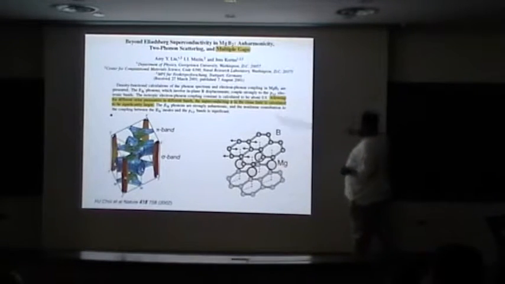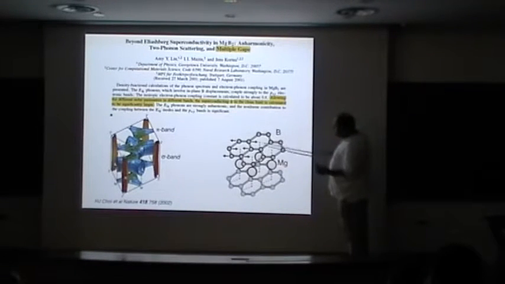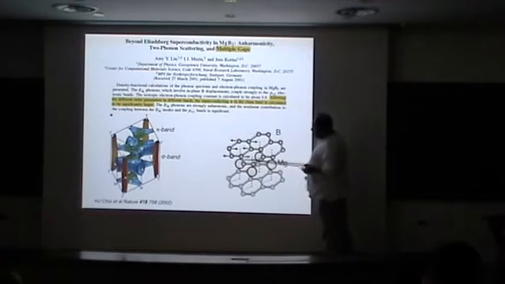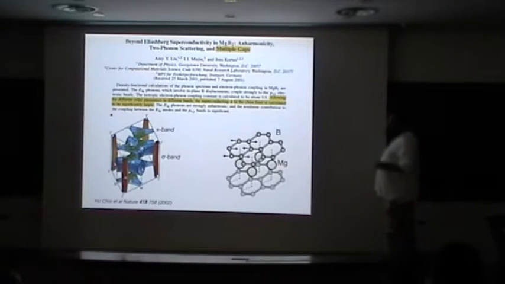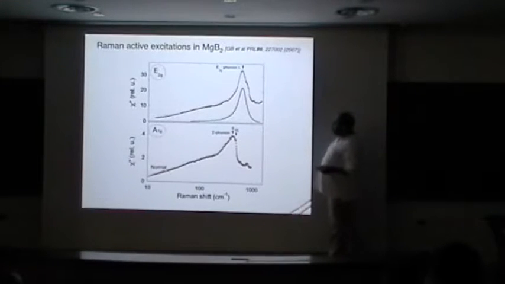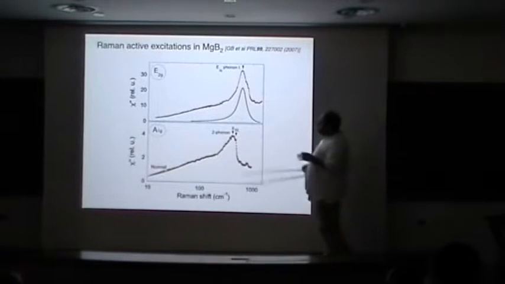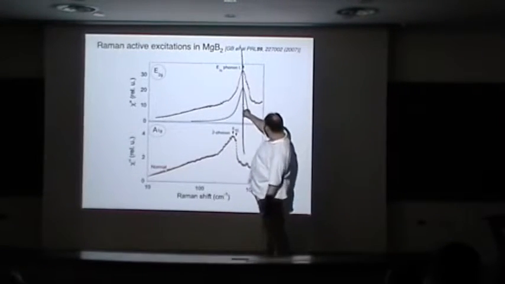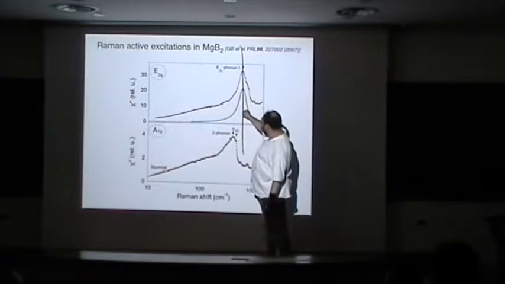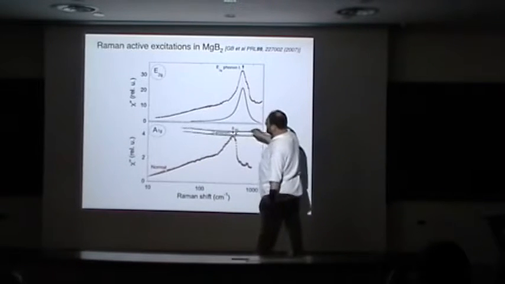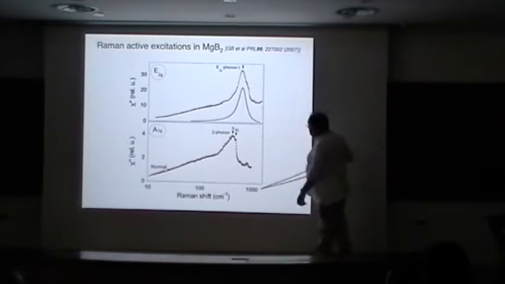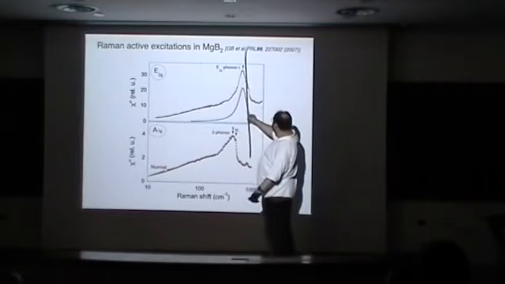And it turned out to be a BCS-type phononic superconductor. The coupling is mainly to this bond-stretching E2g mode. Now, if you do Raman spectroscopy, this is the phonon. This is the normal state data in the E2g channel. There is some continuum. This is a semi-log plot just to cover a lot of space.